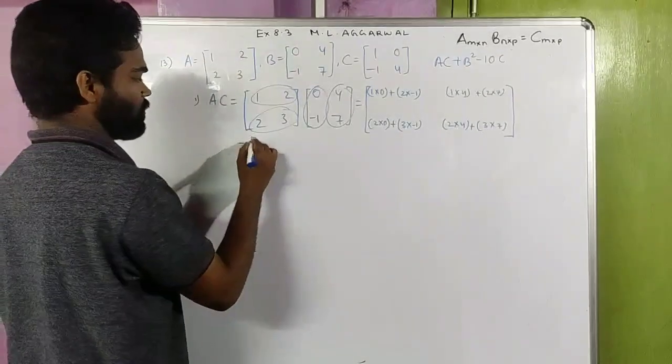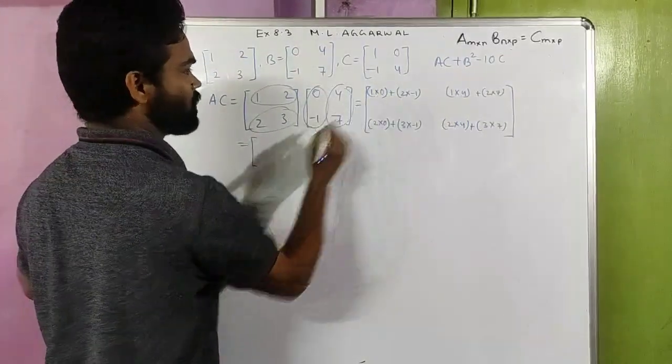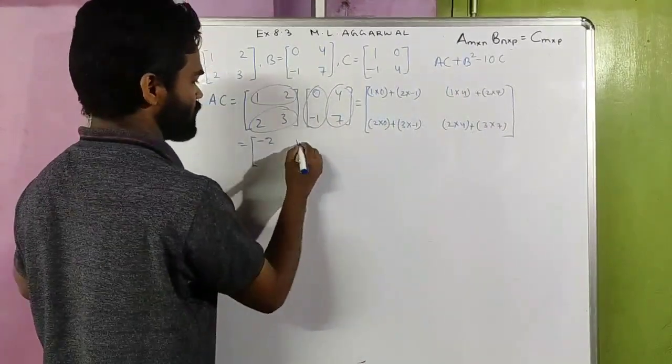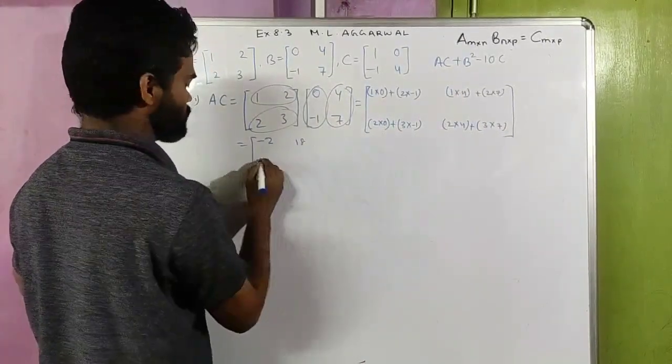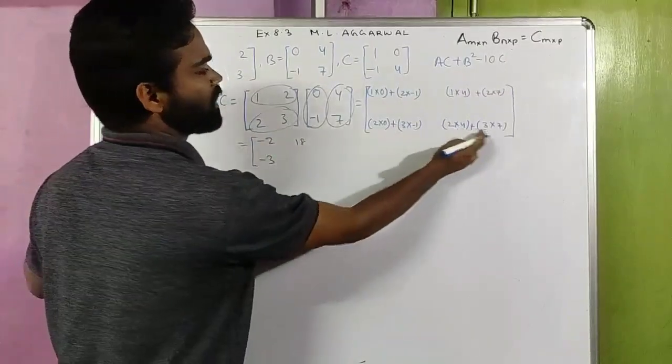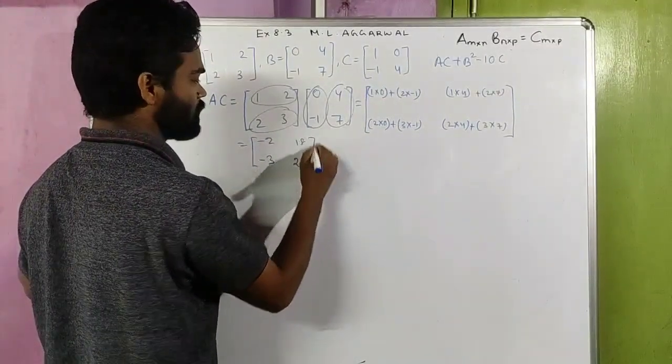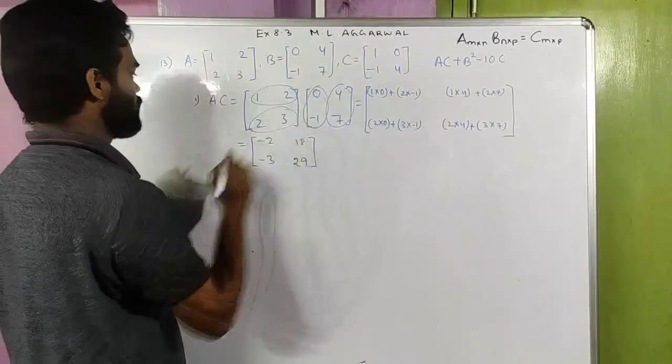So that is equal to how much? Let's see. This is minus 2 when we solve it. This is 4 plus 14, that's 18. That's 0 plus minus 3, that's minus 3. And this is 8 plus 21, that's 29. We got AC. Now we'll find B square.